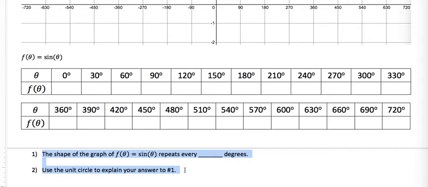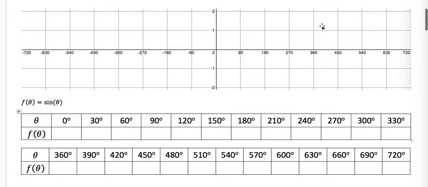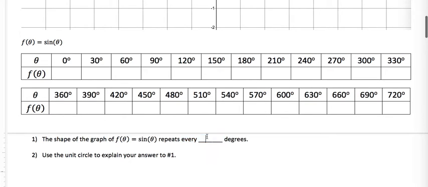After you have finished, here it says the shape of the graph for f of theta equals sine of theta repeats every blank degrees. So you should have some sort of repeating pattern up here, and they just want you to write how long it takes before the pattern starts to repeat, how many degrees. Next, I want you to use your unit circle. This is a circle of radius 1. Use that unit circle to explain why the pattern repeats every blank degrees. Pause the video here. Hit play when you're ready to continue.